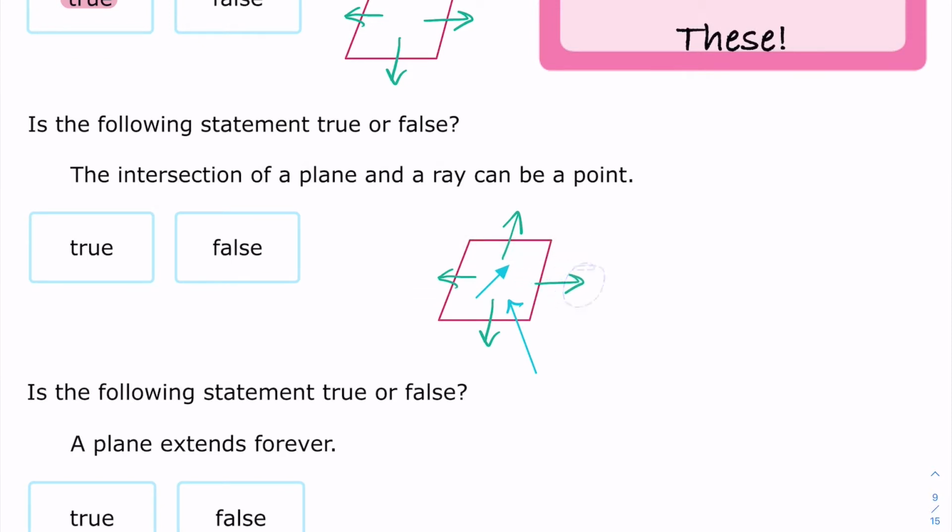Let me move these off. That's just representing that the plane goes on forever. And now here's a ray on the plane, and here is a ray intersecting the plane through that point right there. So this one is true. The intersection of a plane and a ray can be a point. It could be an entire ray that goes on forever with the plane if it lies on top of it, or it can intersect at a point.